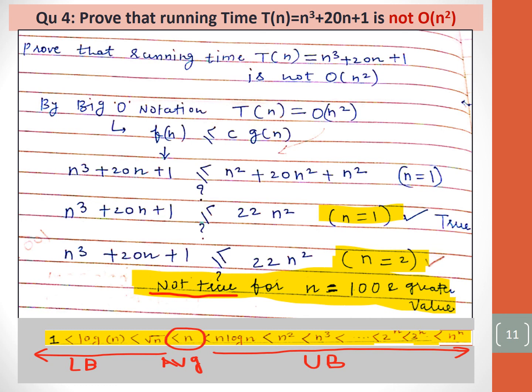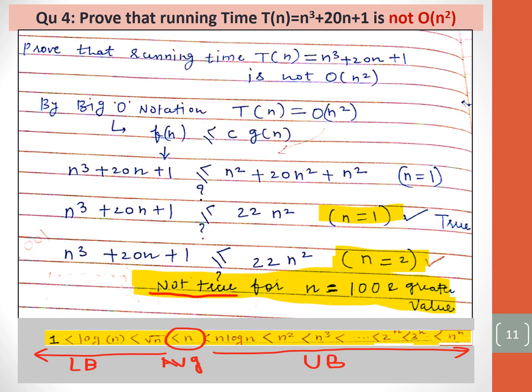Again, we have to prove it is not O(n²), so we take n² as the main polynomial on the right-hand side and balance with that n². So the value on the right-hand side is 22n². When we put n equals 1, we find the equation is true. Again for n equals 2 the equation is true, but it is not true for all n values 100 and greater.